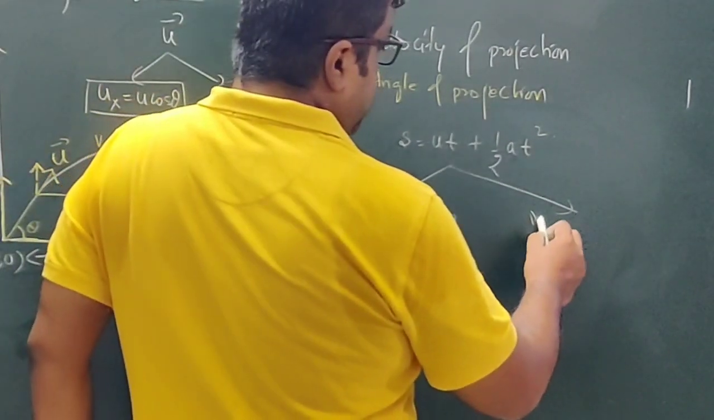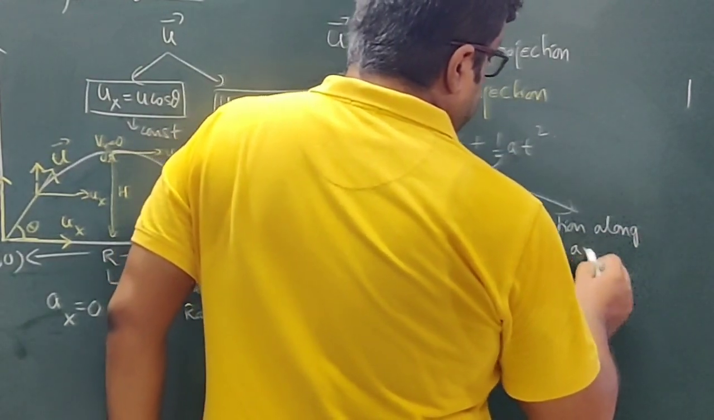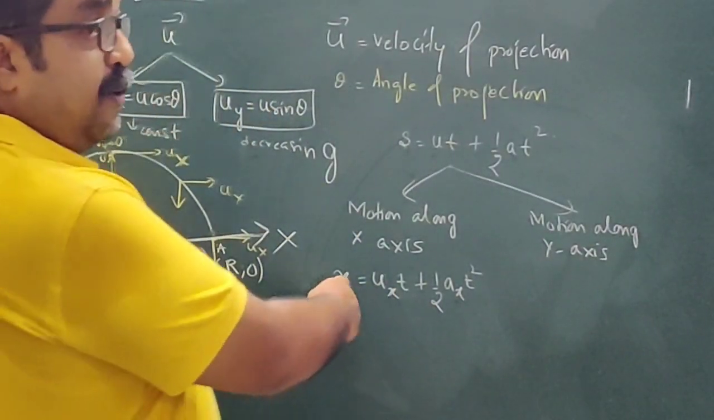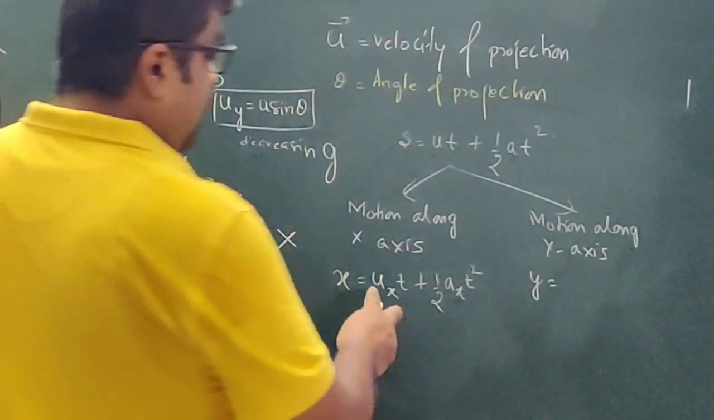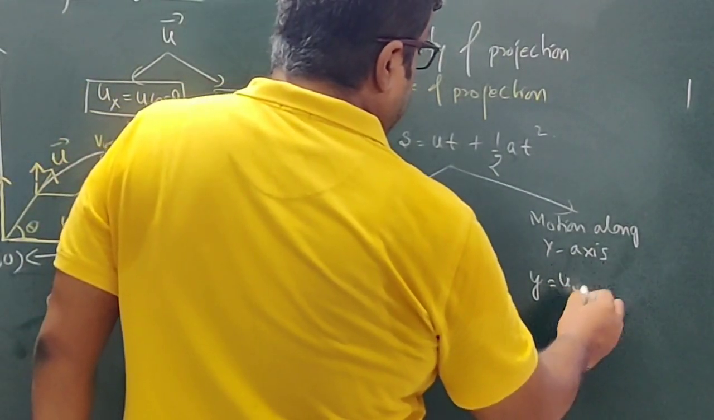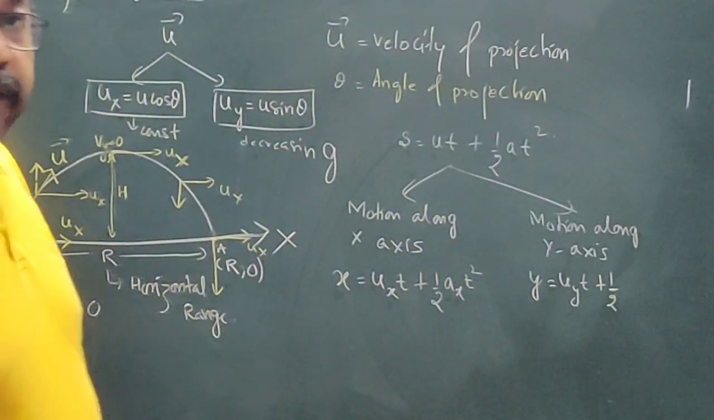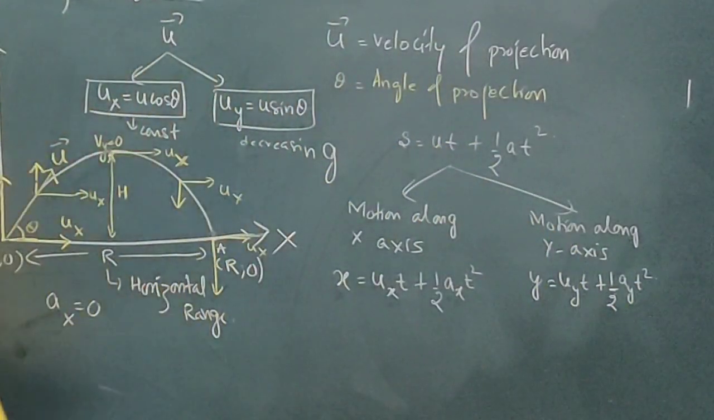Now similarly, for motion along y-axis, this is x displacement along x-axis. So similarly, we will have y displacement along y-axis. Ux, this is the initial velocity along x-axis. So we will have initial velocity along y-axis, t, plus half ax. This is acceleration along x-axis. So here we have acceleration along y-axis, t square. Now let us substitute the values.